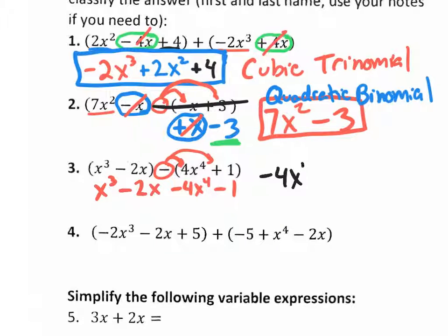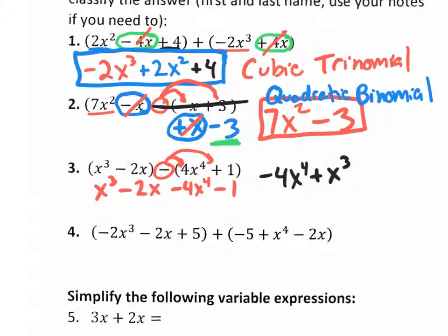Negative 4x to the 4th. And then that's the power of 4. And there was nothing else to combine it with. There are no other x to the 4ths. And now let's move on to the next highest exponent term, x to the 3rd. Is there any other x to the 3rds? No. So I'm just going to write it as the next part of my answer, which is positive x to the 3rd.